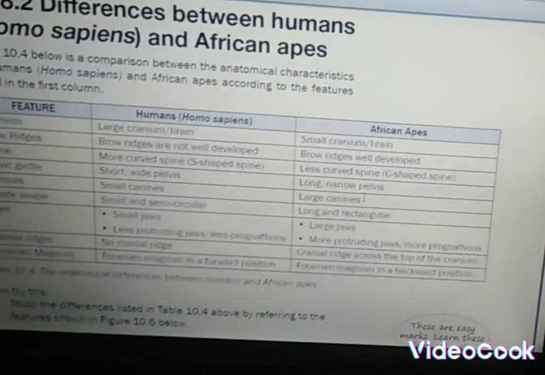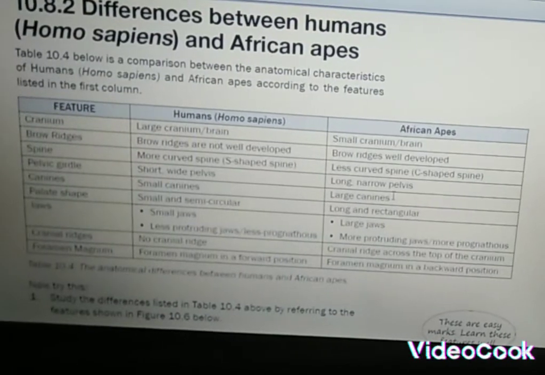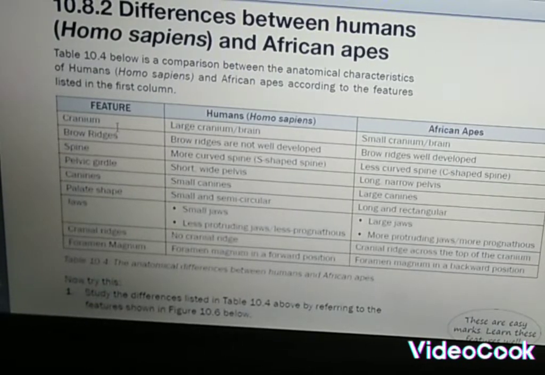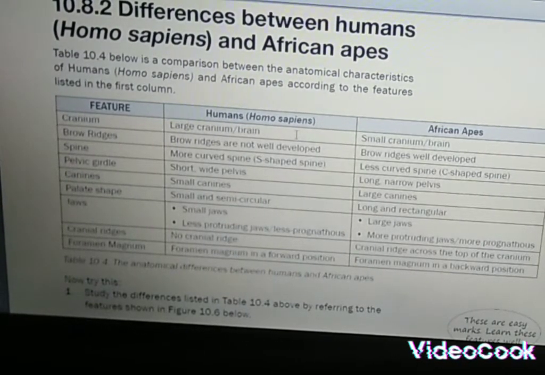I hope you guys were seeing. I can see my phone had tilted. I was saying the cranium, we are simply looking at the brain. Humans have a larger cranium; the African apes' is smaller. We have the broad ridges. They are not well developed in Homo sapiens, but they are well developed in apes. The spine is S-shaped in humans and C-shaped in what? In African apes. The pelvic girdle, we said, is very short and wide, but for African apes, it's long and very narrow.